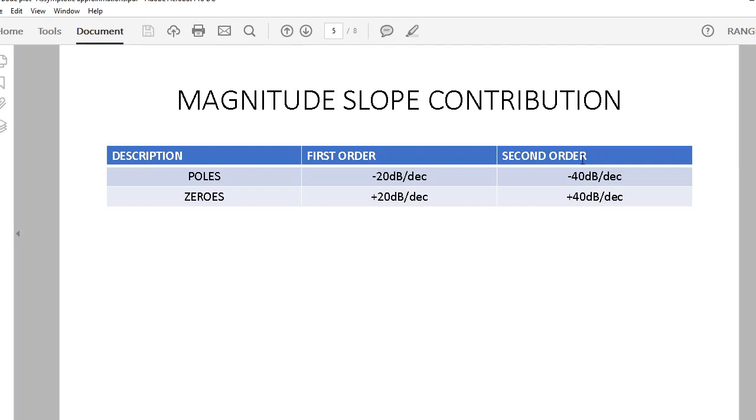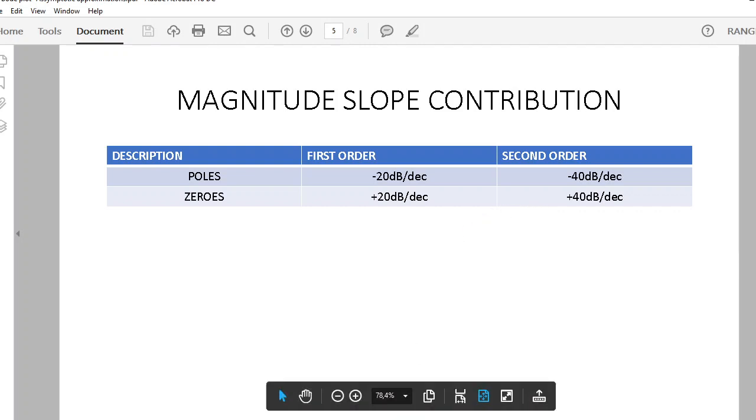Okay. Now, if it's a third order, it will be 3 times. So it is -60 and +60. If it's a fourth order, it will be -80 and +80. For our purposes, we will only be looking at first and second order. So this is how it's going to break. This is the contribution that a pole term or a zero term will bring, right?